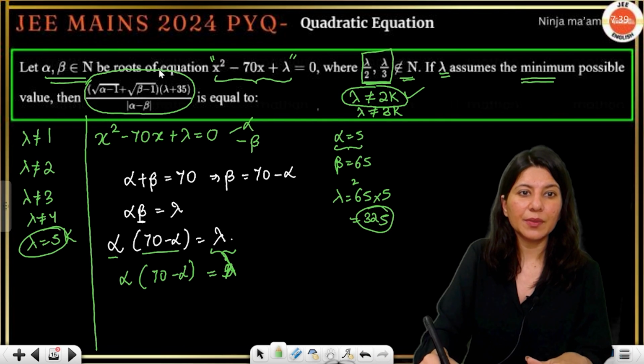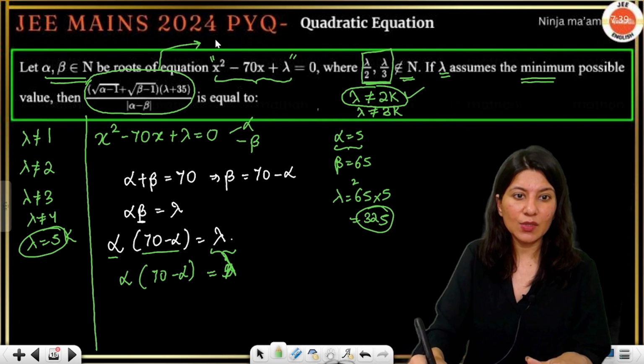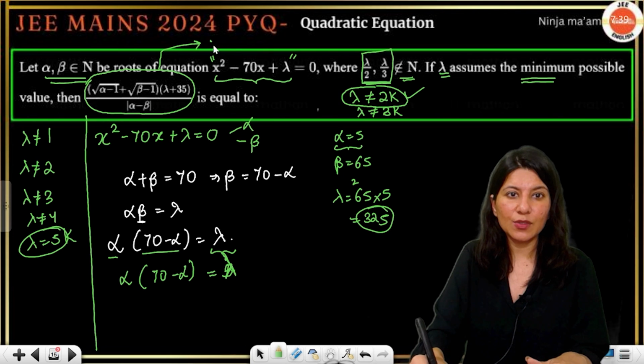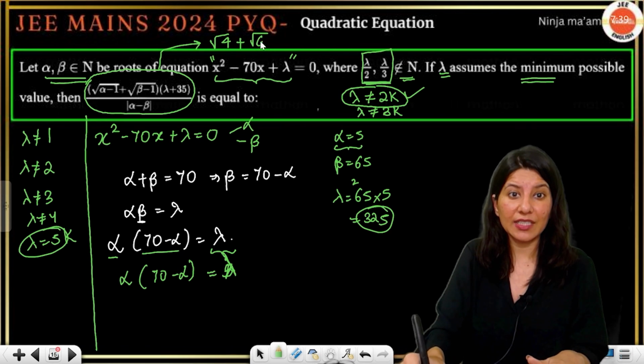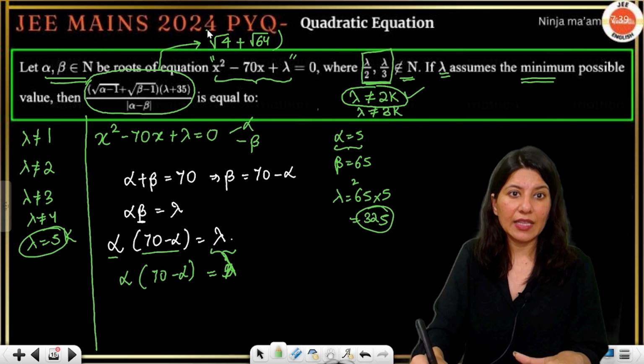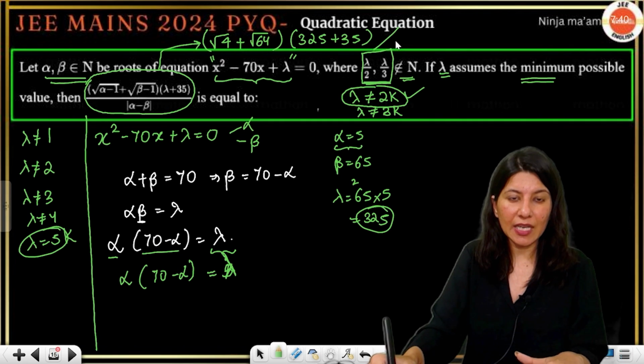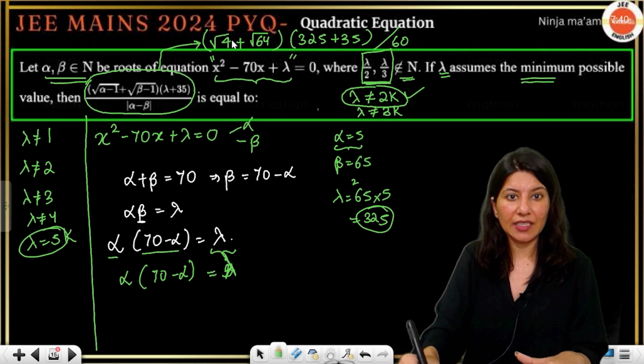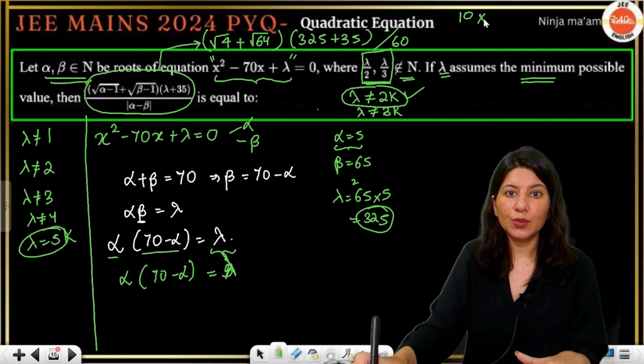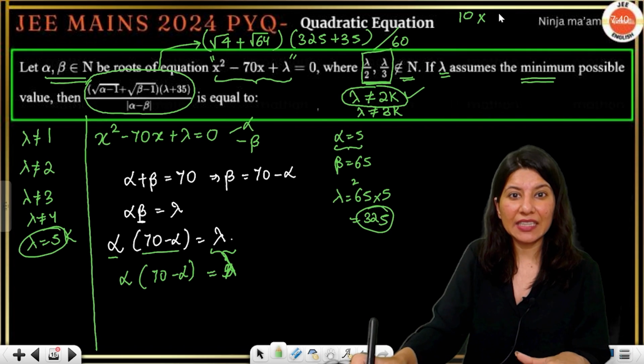So now here, this is root alpha minus 1. So root alpha minus 1 is root 4, plus root beta minus 1 is what? Root beta, root 68... 64, right? This is your 1 bracket. Lambda plus 35, 325 plus 35 upon alpha minus beta. Alpha minus beta is 60. So 2 plus 8, 10. 10 into, it is going to become 330 upon 60.